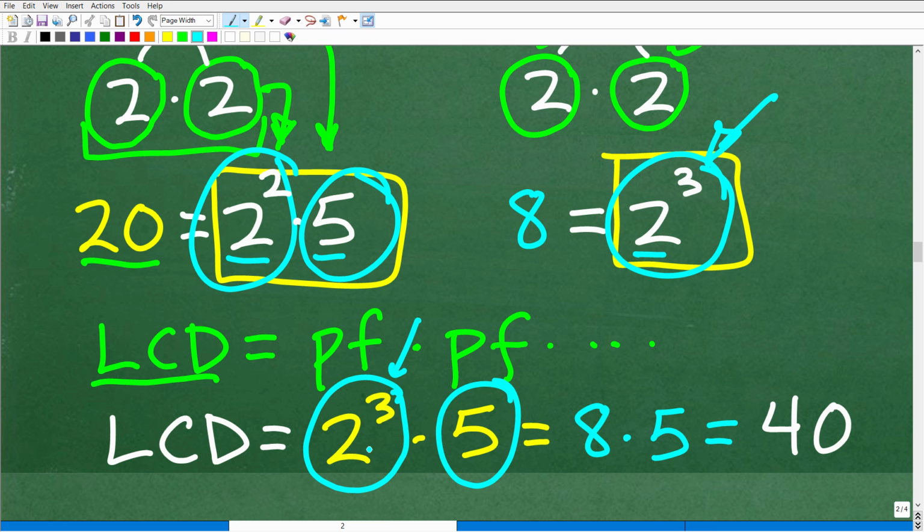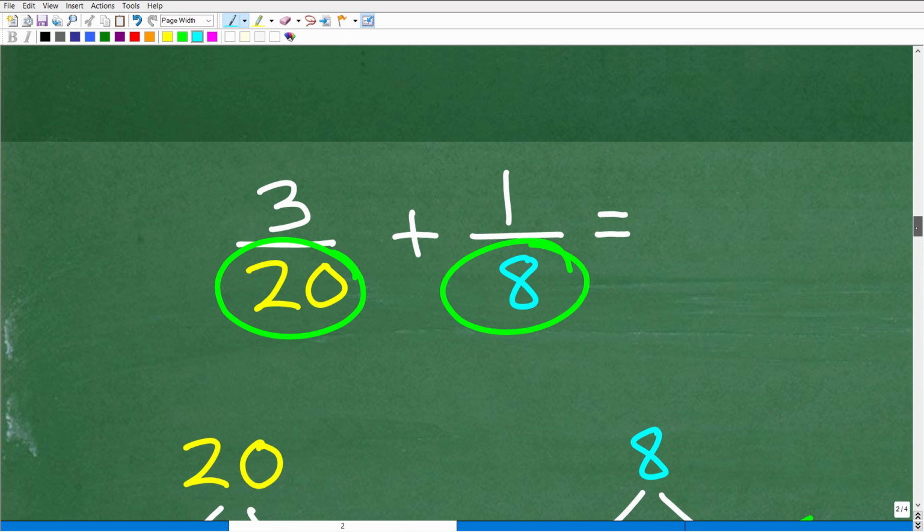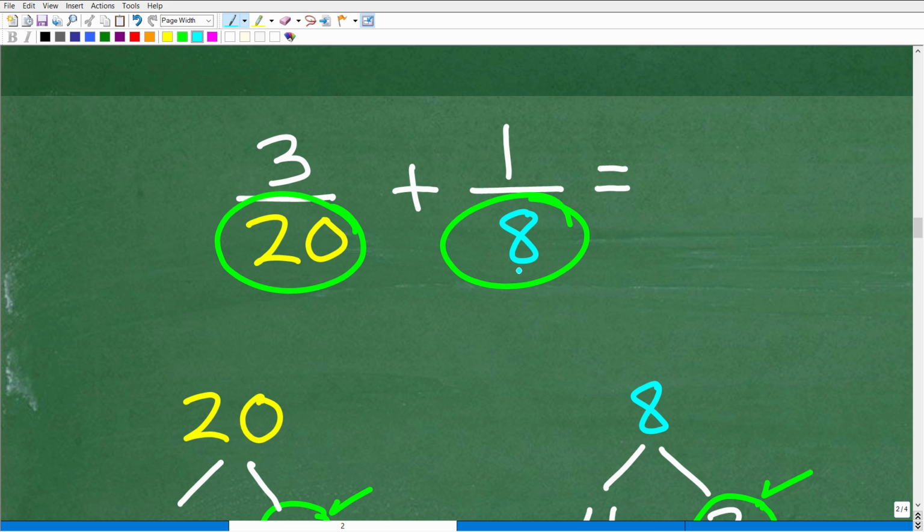Okay, so what's 2 cubed? Well, that's 2 times 2 times 2, which of course is 8, and 5 is 5. So 8 times 5 is what? 40. Okay, so 40 is the lowest number that both 20 and 8 go into.